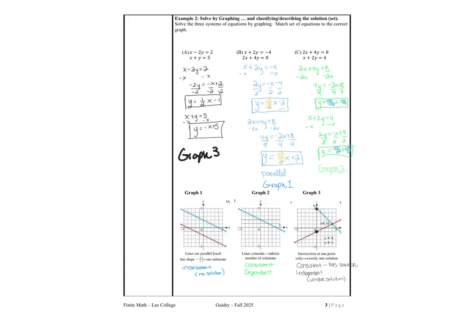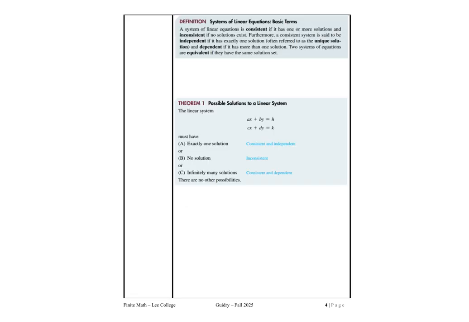So when you are asked to classify the solutions of the system, it's either consistent or inconsistent. And then if it's consistent, it can be dependent or independent. On the next page of your notes, what we just explained is listed on the vocab definitions and theorems. So now we're going to skip ahead to example 3.